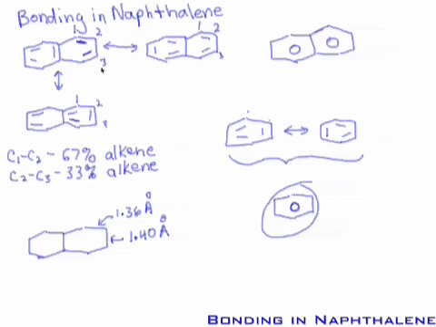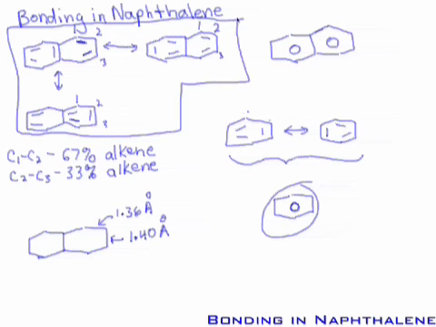What this means is naphthalene is less delocalized and more alkene-like in certain bonds, and is better represented by drawing double bonds, such as we've done here, than by drawing the resonance hybrid. This is more like the true structure of naphthalene.